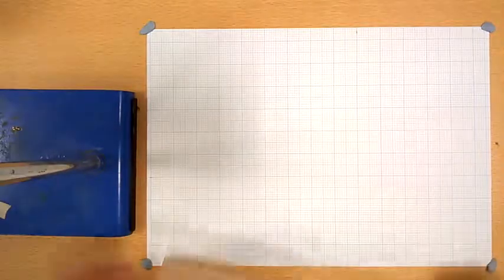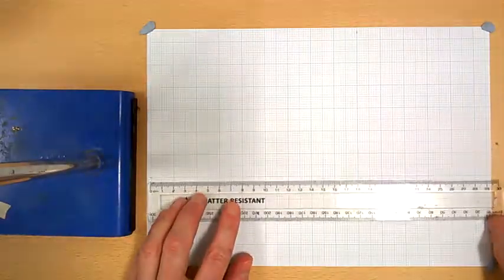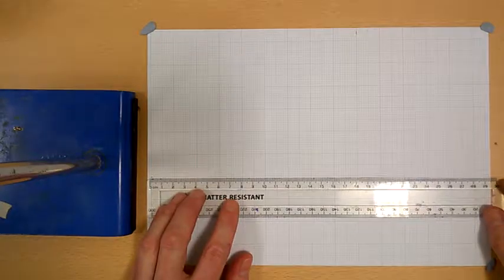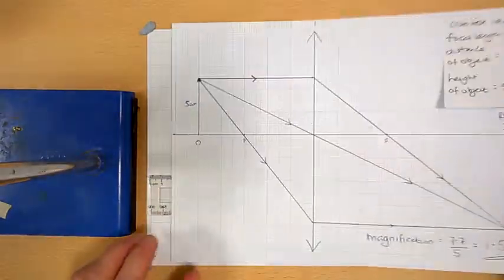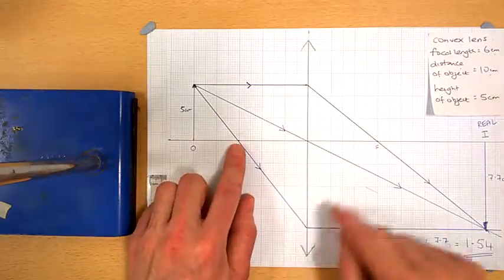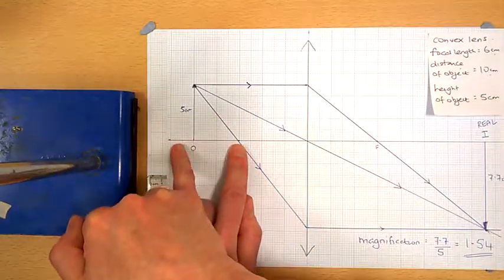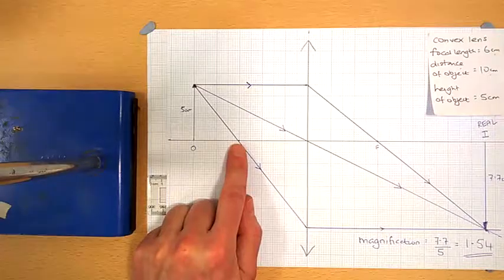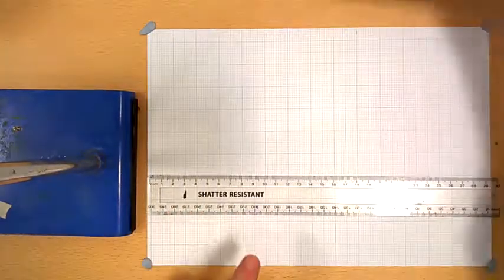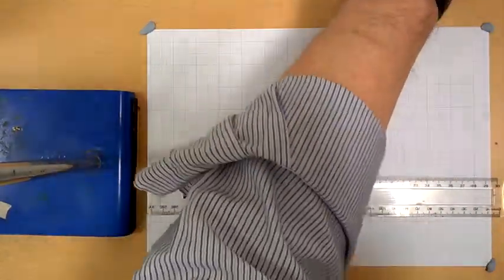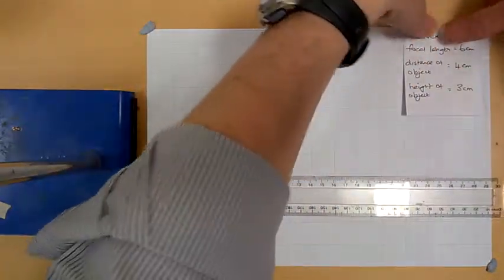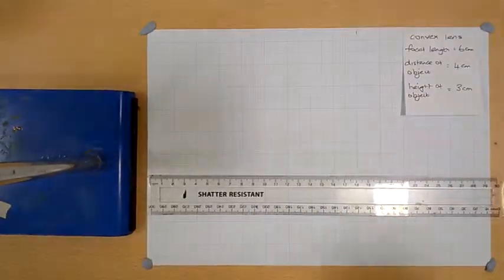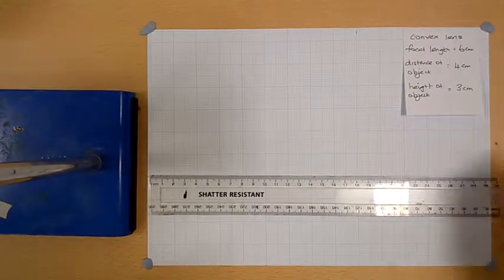Alright, so second video, we're now going to look again at a convex lens, but whereas with our previous one that we drew, okay, we had the focus there and we had the object further away from the lens than the focus. This time we're going to look at what happens when, instead of being further away than the focus, the object is closer than the focus.